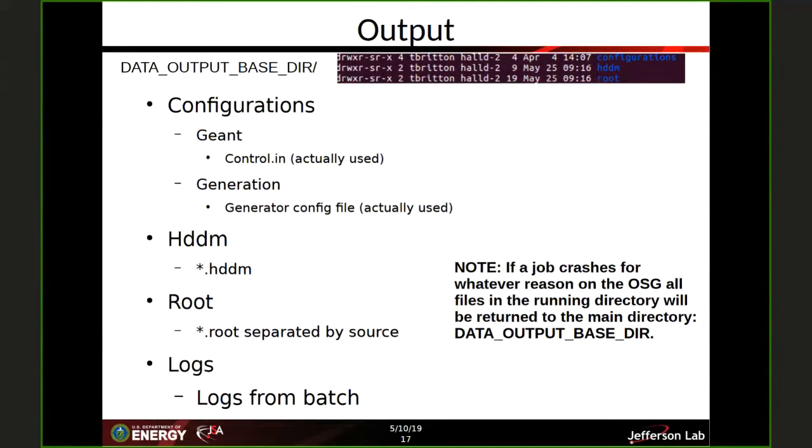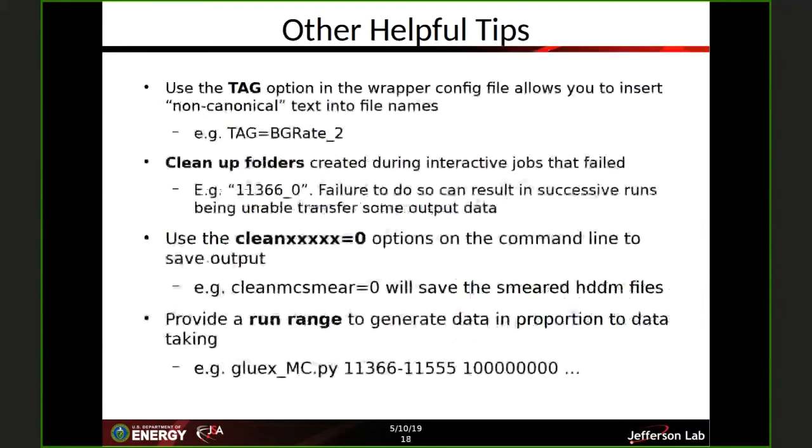What does the output look like? That's often a very important thing. Inside your data output base directory, you should have 3 or 4 logs from being in batch mode. But you have configurations, HDDM, and root. For example, in configurations, there should be a JANA and a generation directory. These contain the control.in file, which the generator needs to run, and this should be a copy of the one actually used. So if there's some strangeness, you can look there. HDDM is your HDDM. Root actually is separated by source. And there's a note there.